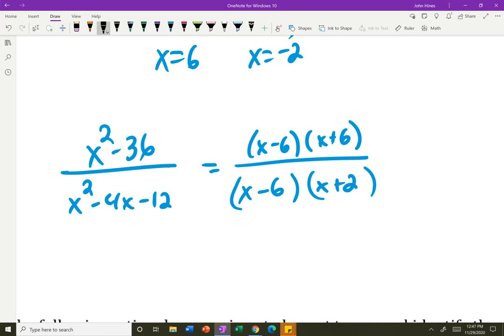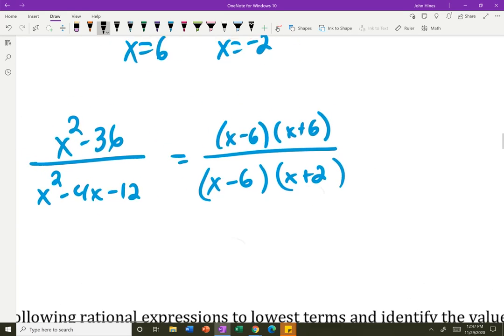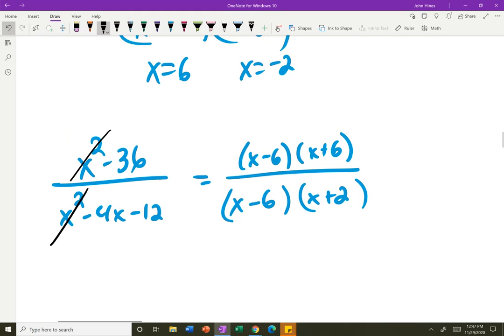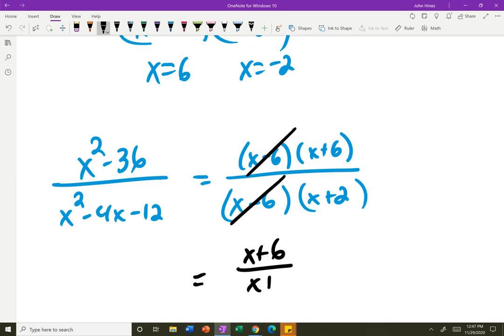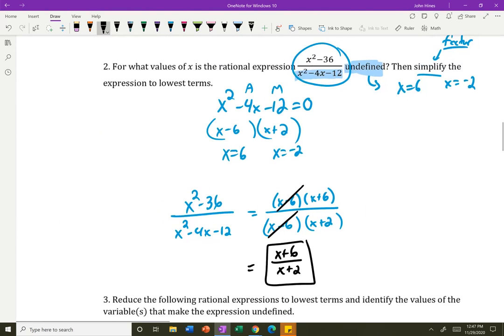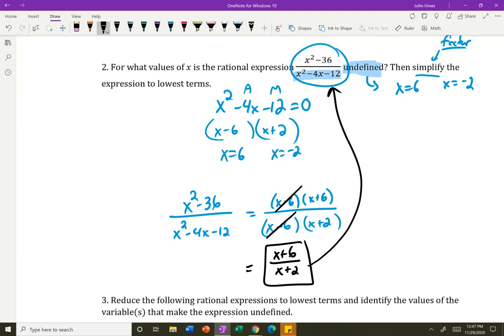Now that it's factored, we can divide out common factors. You can't just start slashing stuff out in the beginning. That's really, really bad. You can't start dividing out common factors until it's factored. So we can divide out that common factor of x minus 6, and this expression simplifies down to x plus 6 over x plus 2. You can't clean it up anymore. That's it. X plus 6 over x plus 2 is really the same thing as that expression up there. Those two expressions look different, but they're really the same thing.